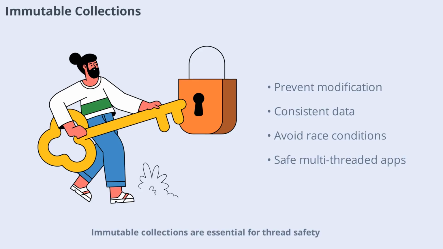Immutable collections are essential for thread safety. Use Java's built-in immutable collections to prevent modification. This ensures that your data remains consistent and avoids race conditions in multi-threaded environments. Immutable collections are a simple yet powerful tool for building safe applications.